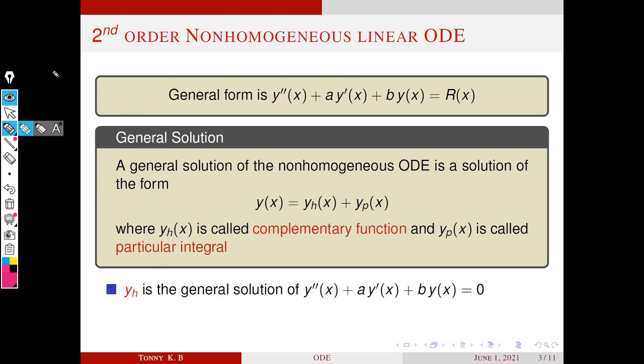yh is the general solution of the corresponding homogeneous equation. That means the right hand side is 0. We choose R(x), the right hand side, as 0, then we get a new differential equation that is homogeneous, and its general solution is called the complementary function and denoted by yh.